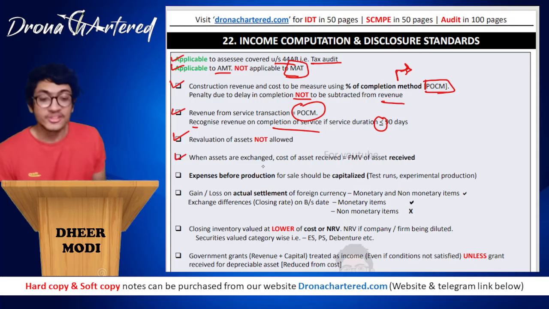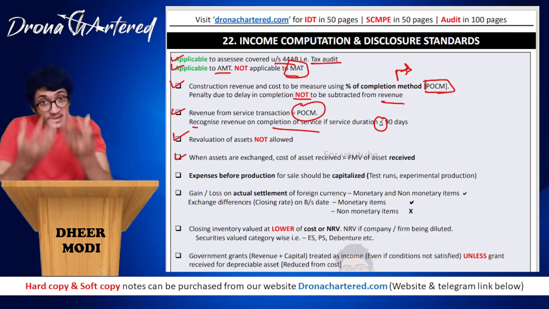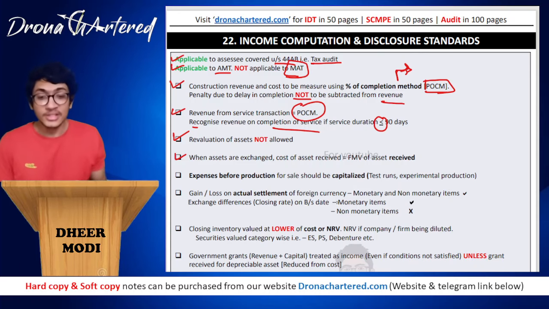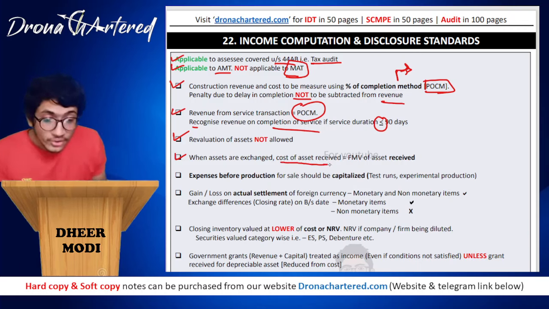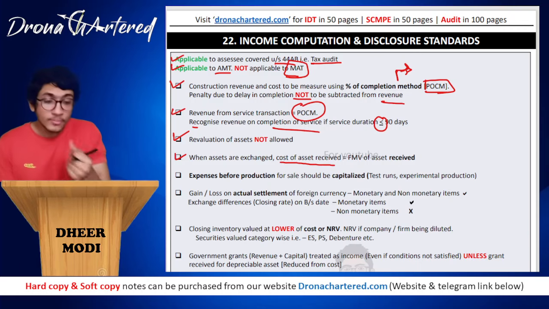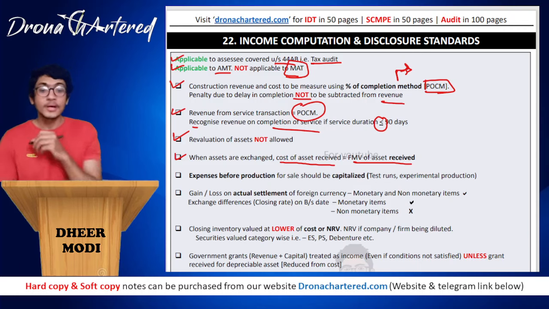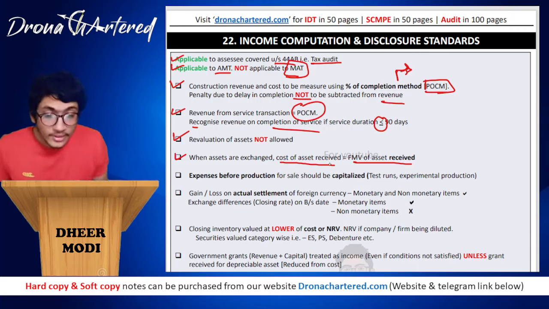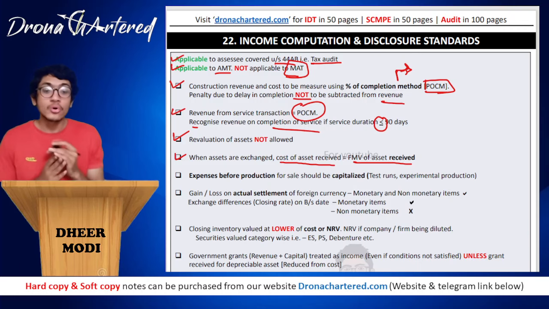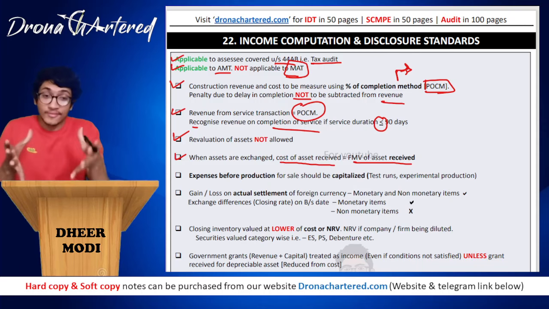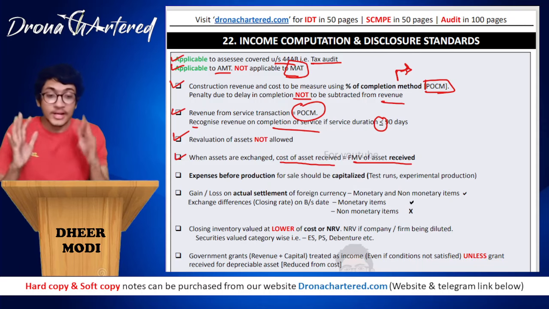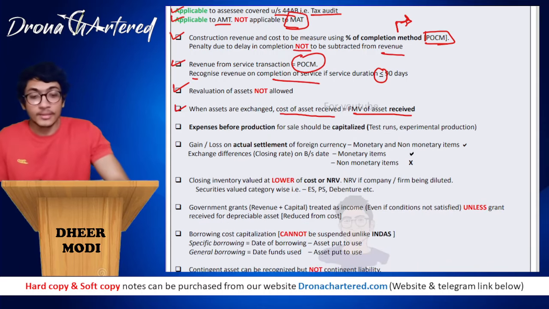When assets are exchanged, that means if I gave an asset to someone and I received an asset in exchange, in such a case, to identify the cost of asset received, what do I show as the cost of acquisition of this asset? My cost of acquisition of this asset will be the fair market value of the asset received. That is the fair market value of that asset that I am receiving. That will become my cost of the asset.